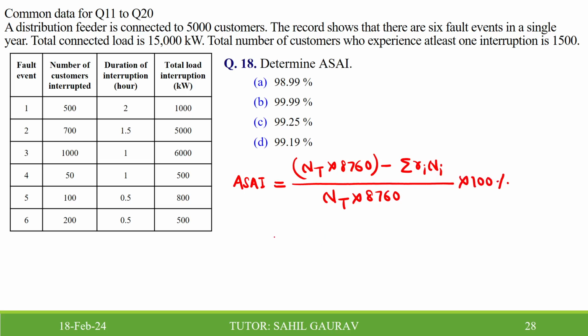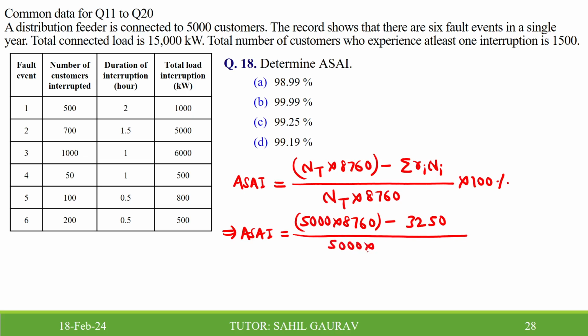So in the numerator, you have to write the customer hour service availability. In that, you have to subtract the customer interruption duration from the total number of customers served into the number of hours per year. So here, if you compute average service availability index, NT is given as 5000 and multiplied with 8760, minus RiNi, which is 3250, divided by 5000 into 8760.